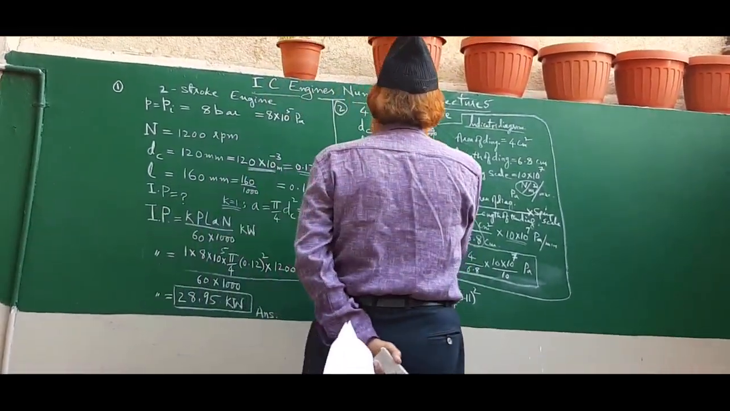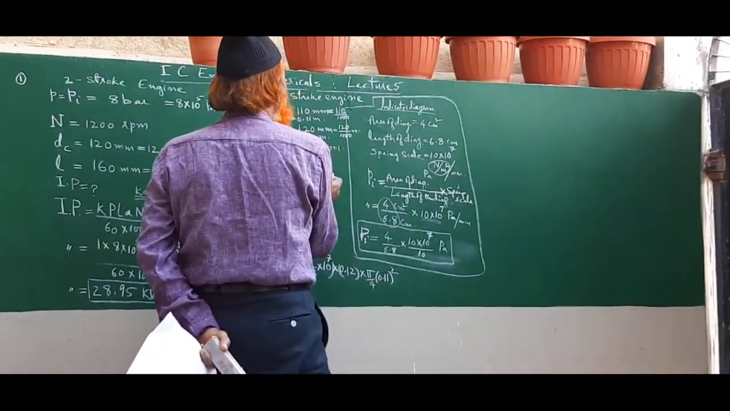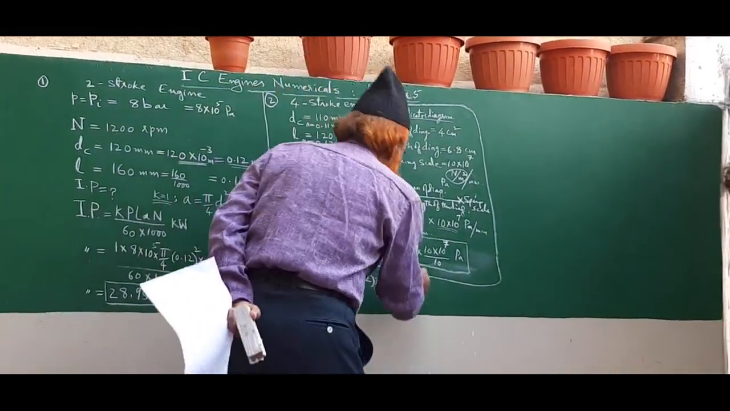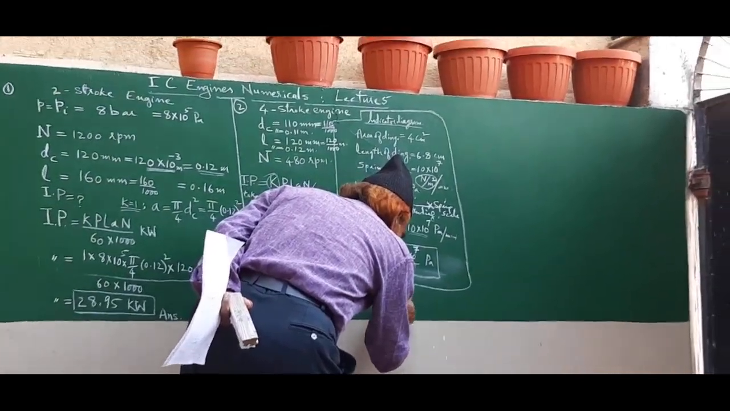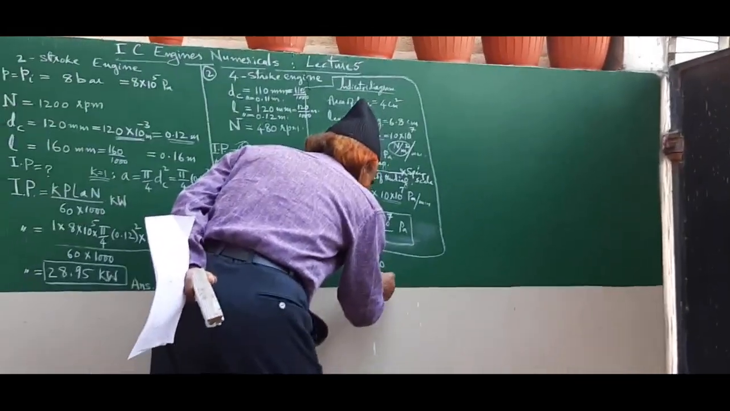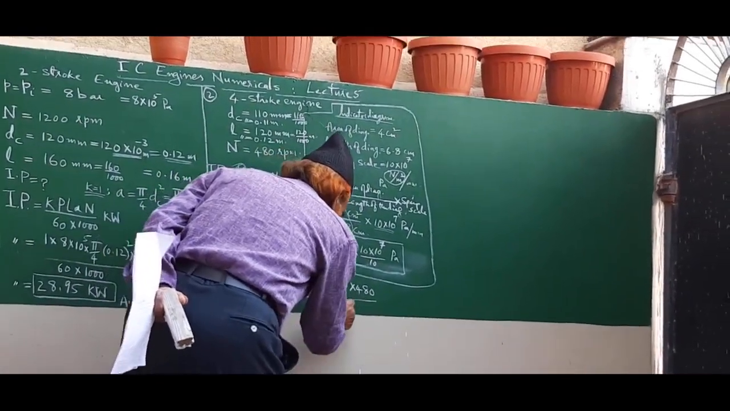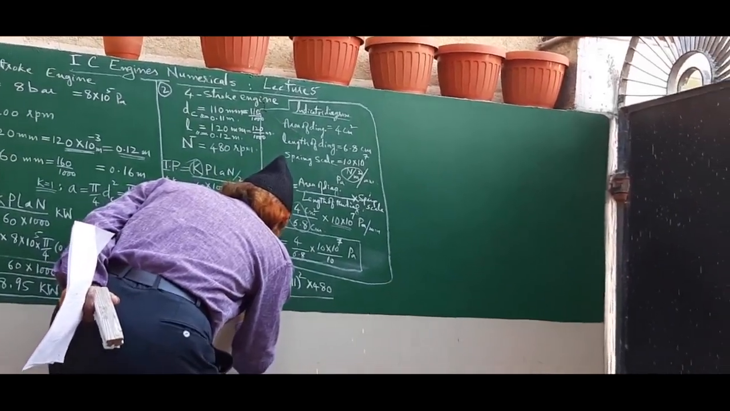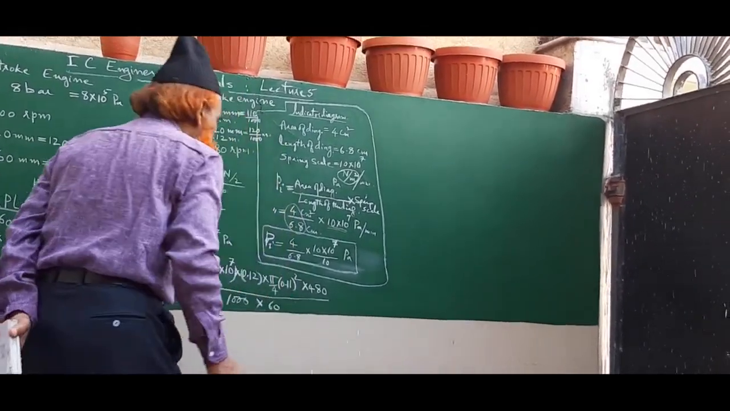Then N by 2. Why N by 2? Because it is a 4-stroke engine, therefore N by 2. If it is a 2-stroke engine, then only N, that's all. It is how much? 480. Because it is 480 RPM, therefore divided by 60. And this is Pascal, therefore divided by 1000. This is what we can put.